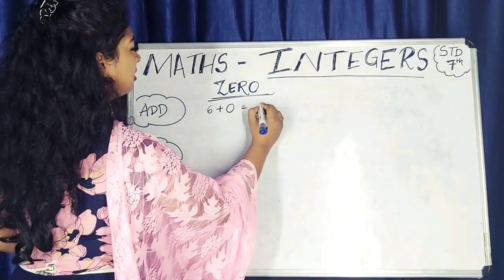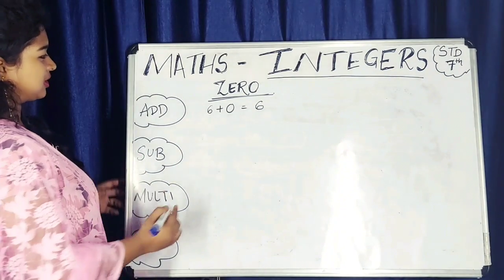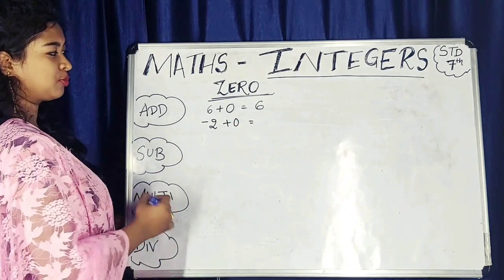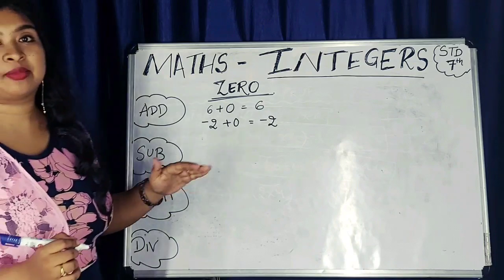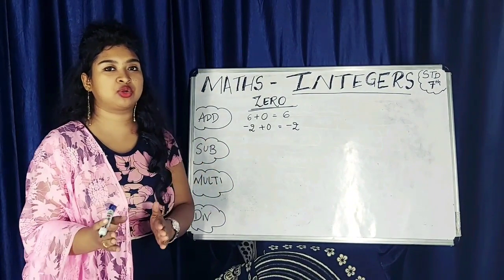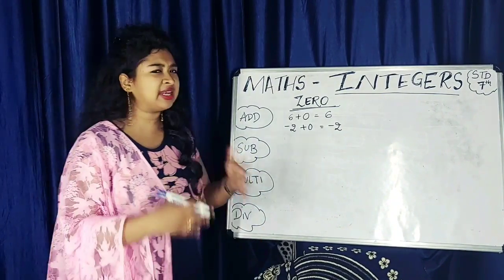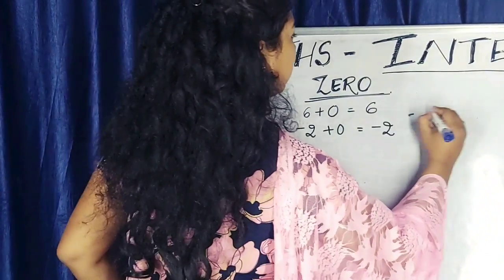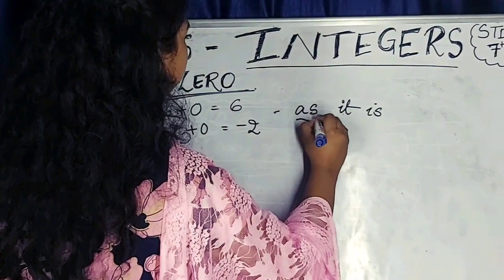6 plus 0 is 6, right? And again, if you're going to take minus 2 plus 0, it is going to be minus 2. So when you add any number with 0, it will be as it is. If you add 10 plus 0, minus 3 plus 0, minus 7 plus 0, any number it would be, the number would be as it is. Okay?